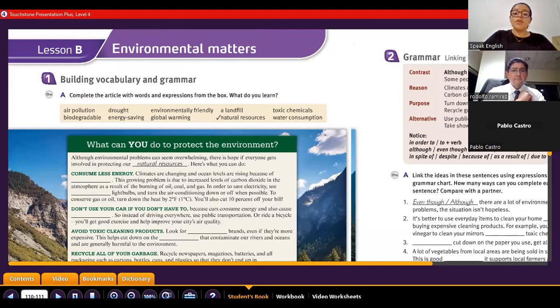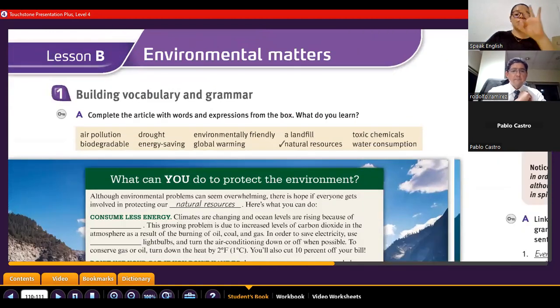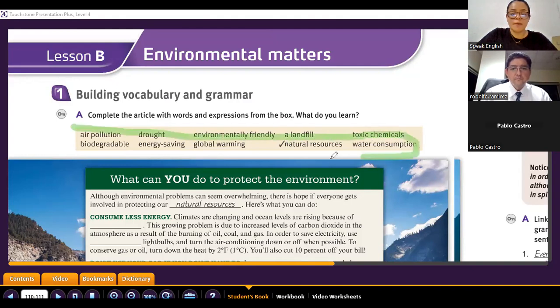How? You are going to have 3 minutes to look for the meaning of new words. But what words? These words that we have over here. Right now, we are going to read them. So repeat after me, please.